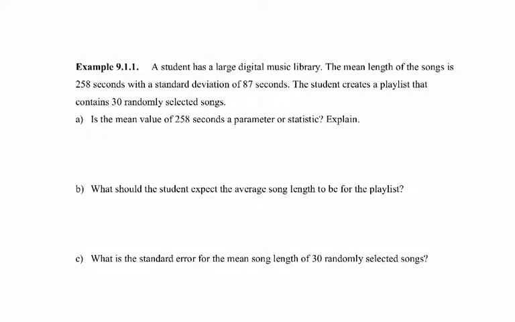All right, so let's take a look at a couple of examples. A student has a large digital music library. The mean length of songs is 258 seconds with a standard deviation of 87 seconds.